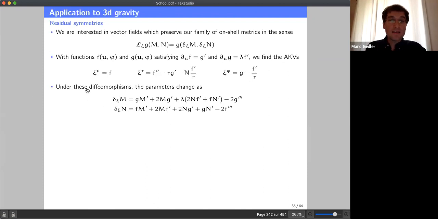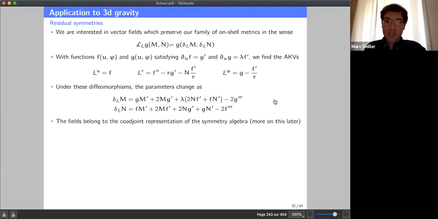Now we want to ask exactly how the fields transform under these diffeomorphisms. If you look at the equation defining this preservation of the family of metrics, on the left-hand side, you compute the Lie derivative, and on the right-hand side here, you identify how the fields vary under these diffeomorphisms. If you do this, you will find that the parameters m and n vary in this way.